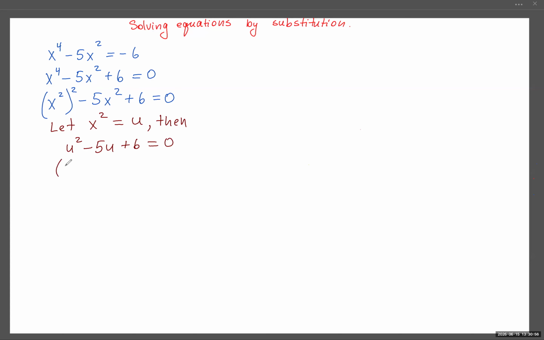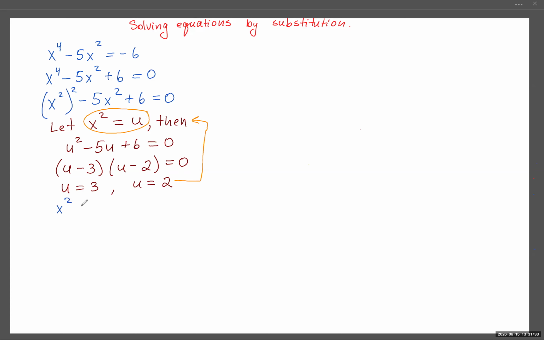Now I can solve this equation for u by just factoring: two numbers that multiply to 6 and add to -5. That's -2 and -3. So then u equals 3 or u equals 2. Now we can go back to the x's. So plug the 2 and the 3 back in this equation where we defined what x squared is. So we'll go ahead and do that now.